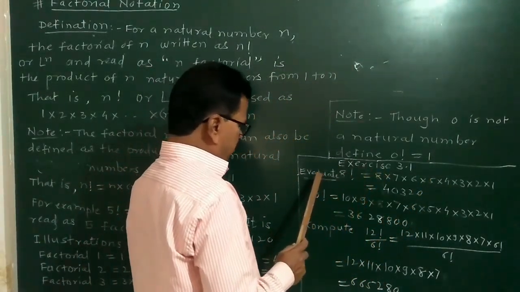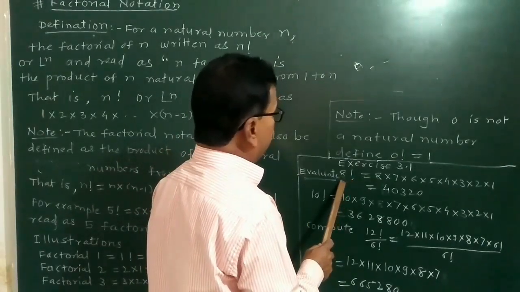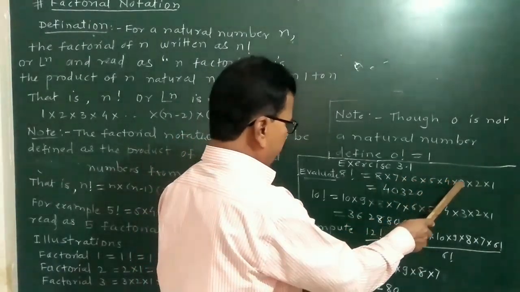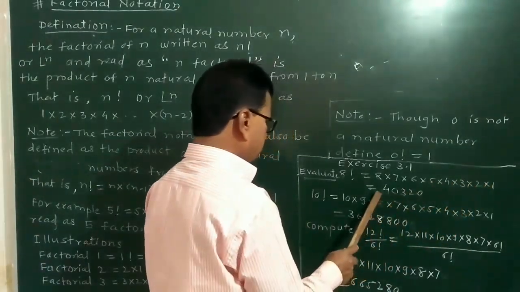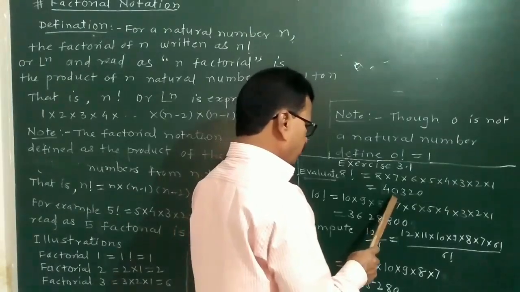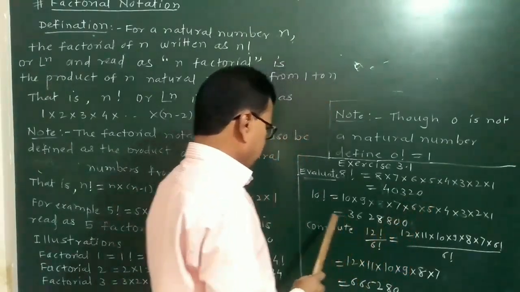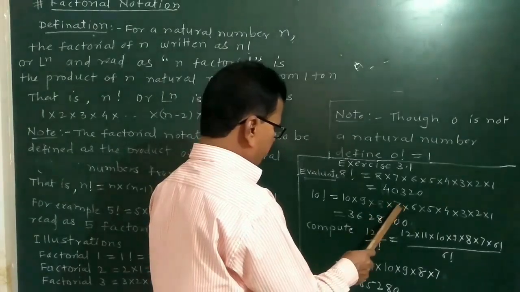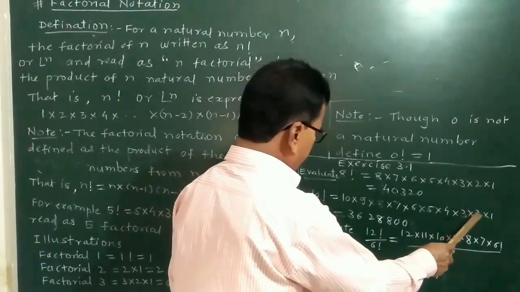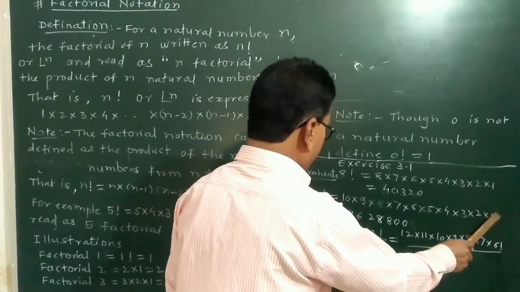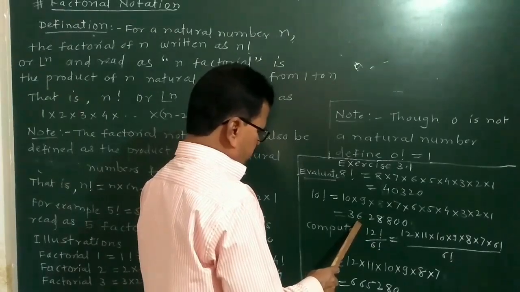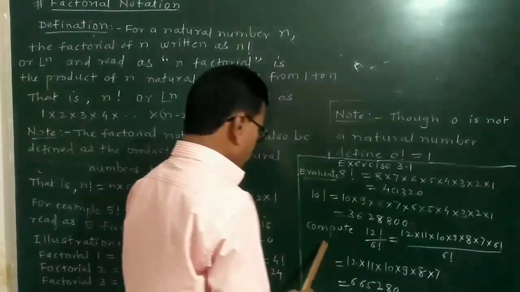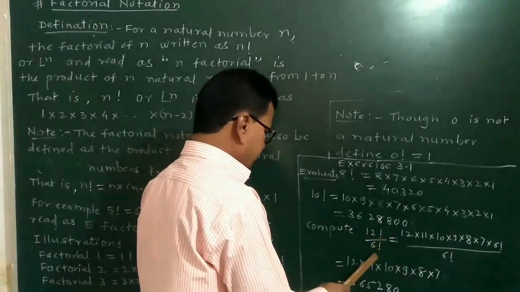Exercise: evaluate 8 factorial. 8 factorial is written as 8 into 7 into 6 into 5 into 4 into 3 into 2 into 1, which is equal to 40,320. 10 factorial is written as 10 into 9 into 8 into 7 into 6 into 5 into 4 into 3 into 2 into 1, which is equal to 36,28,800.